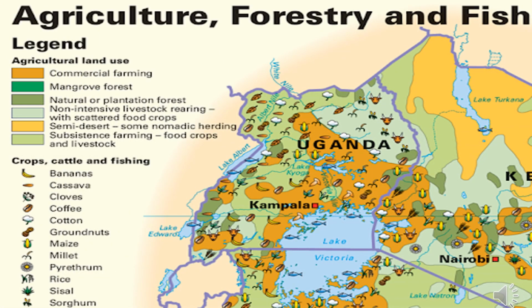Maps give detailed information. We use different colors and symbols to represent different features. This is a map of agriculture, forestry and fish. We use symbols to represent bananas, cloves, coffee, lakes, etc. For example, we are using blue color to show Lake Victoria.